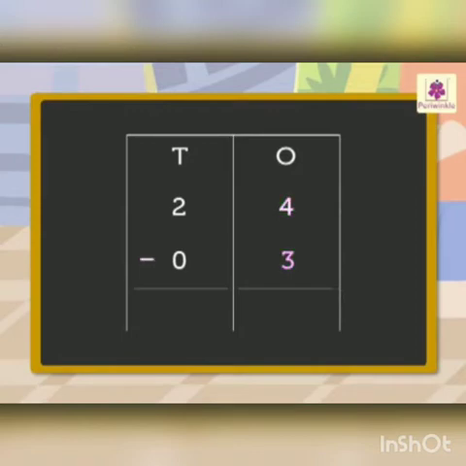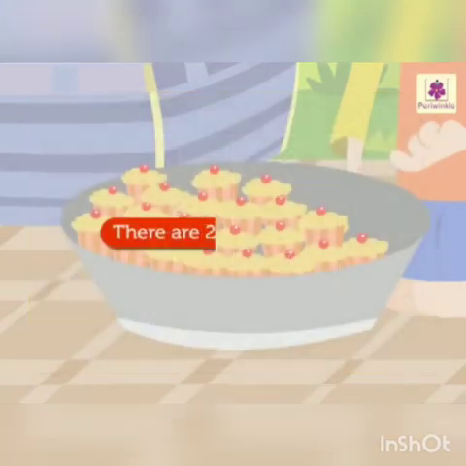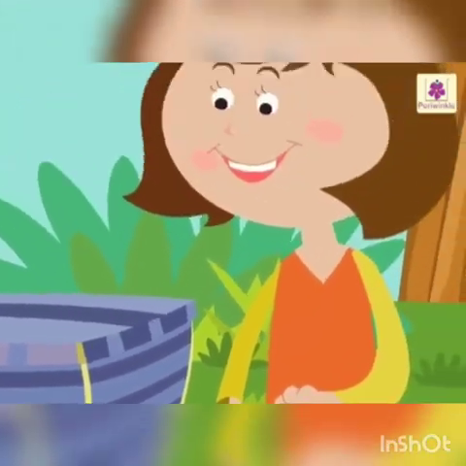4 minus 3 is equal to 1. 2 minus 0 is equal to 2. Thus, the difference of 24 and 3 is 21. There are 21 cupcakes left. Don't they look yummy?